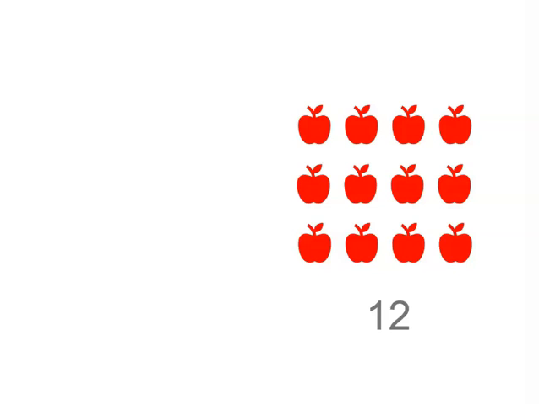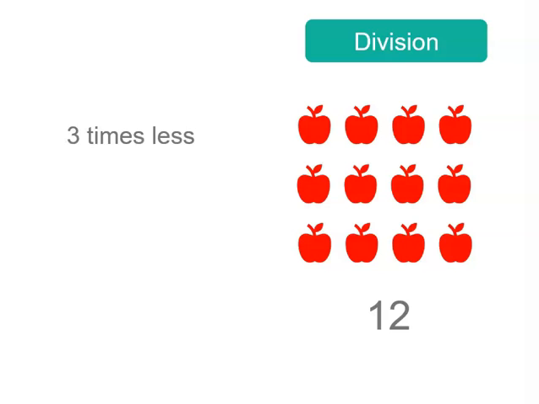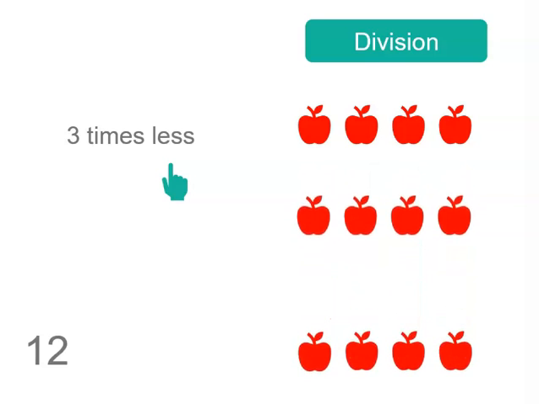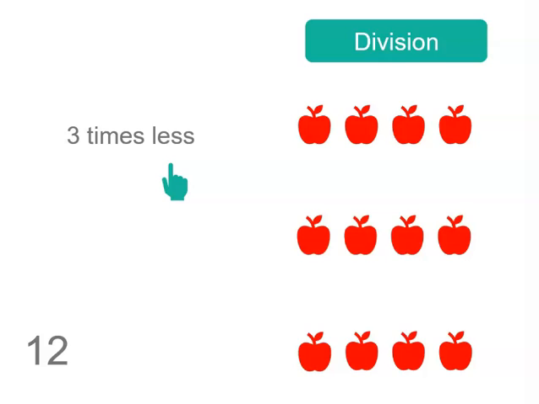Now, let's start with those same 12 apples and think about division. This time we know our total, and we have to find out what 3 times less is. Well, less means we're going to have a smaller number, so then we're going to divide because we're going to share those 12 apples. 3 times less means 3 groups. Each group is 1/3 of the original. It's 3 times less. So we've now got 4 apples.